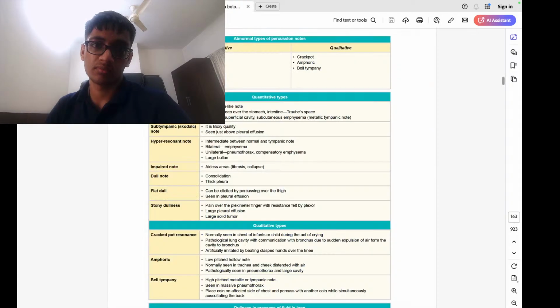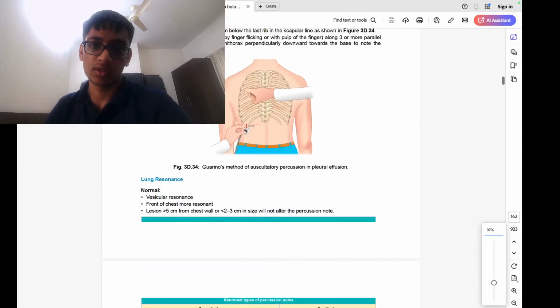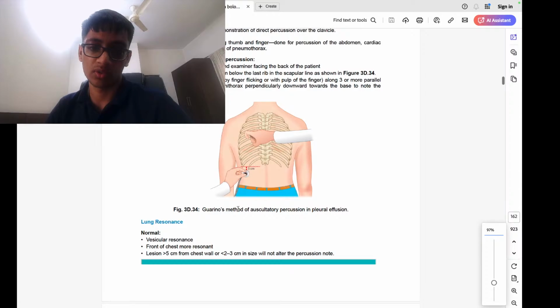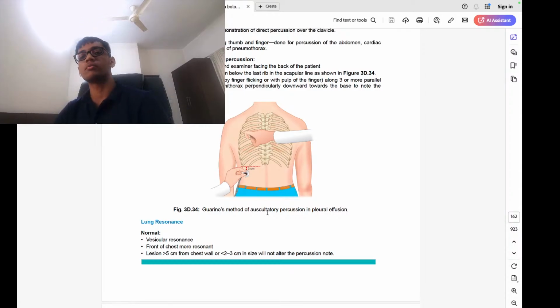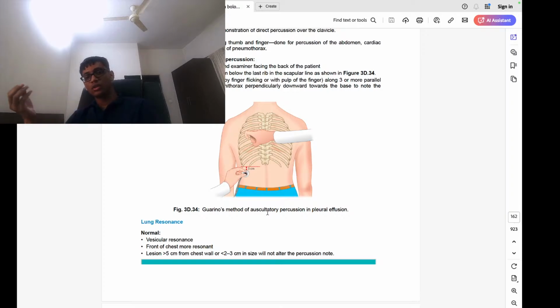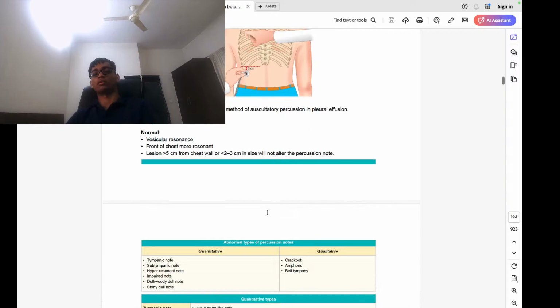So again, we had stopped at Guarino's method of auscultatory percussion in pleural effusion, where the patient is sitting up and facing forward. You place the stethoscope 3 centimeters below, and you start flicking with the pulp of your finger, along 3 or more parallel lines from the apex of each hemithorax perpendicularly downwards, and you note the resonance. When you find the dullness, you note it, and you say that the fluid will be up to that level.